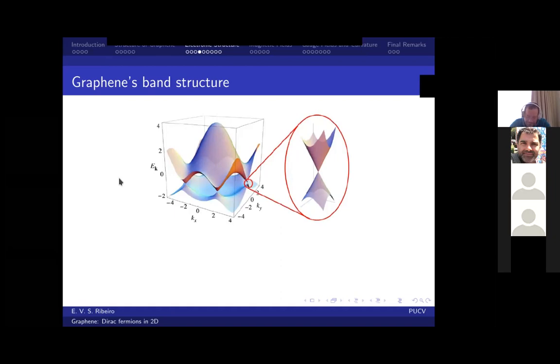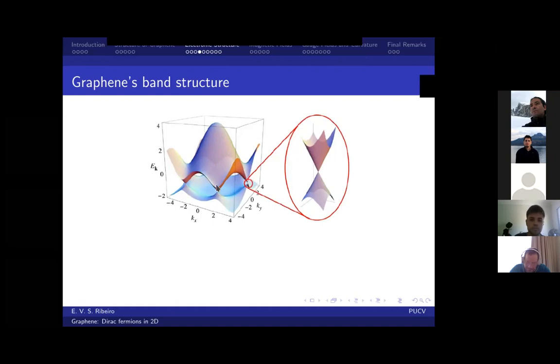Okay. So, well, basically we have 6 points here where the upper band, which is the conduction band, and the lower band, which is the valence band, touch each other. So we have 6 points where the energy is 0. If you look closer to these points, you will see that near the Fermi level, at the 0 value for energy, they become a linear dispersion.